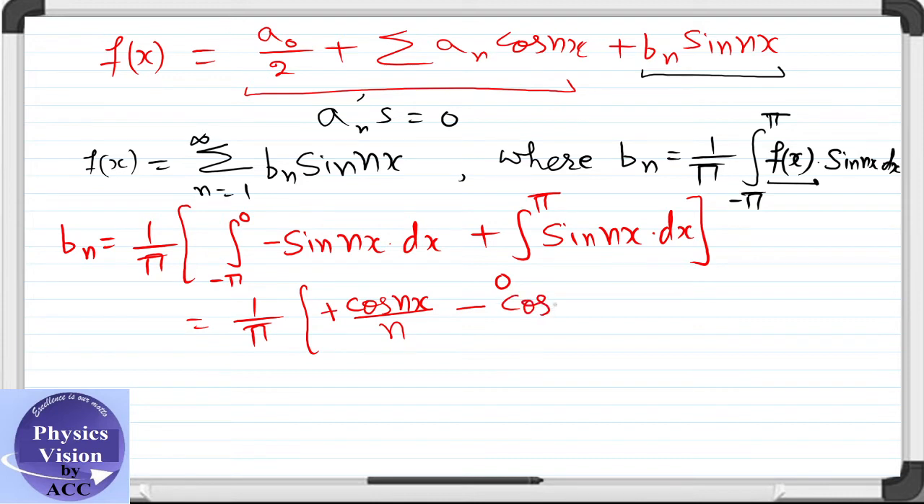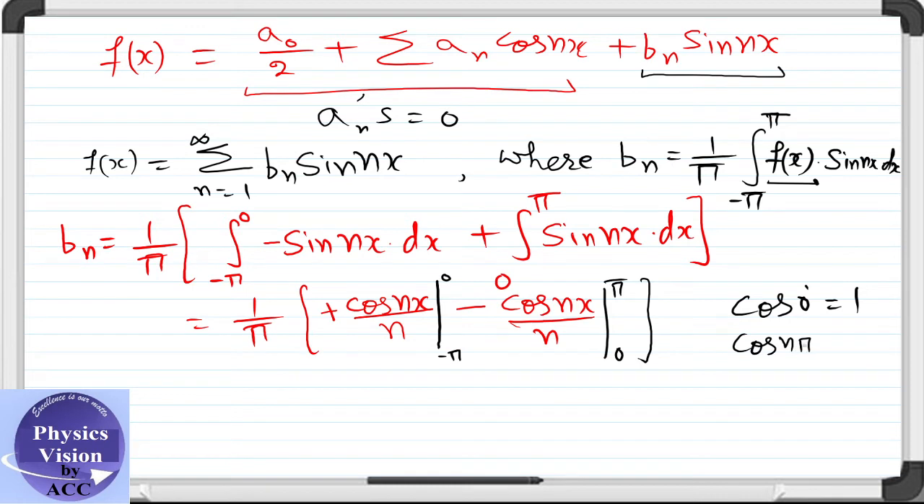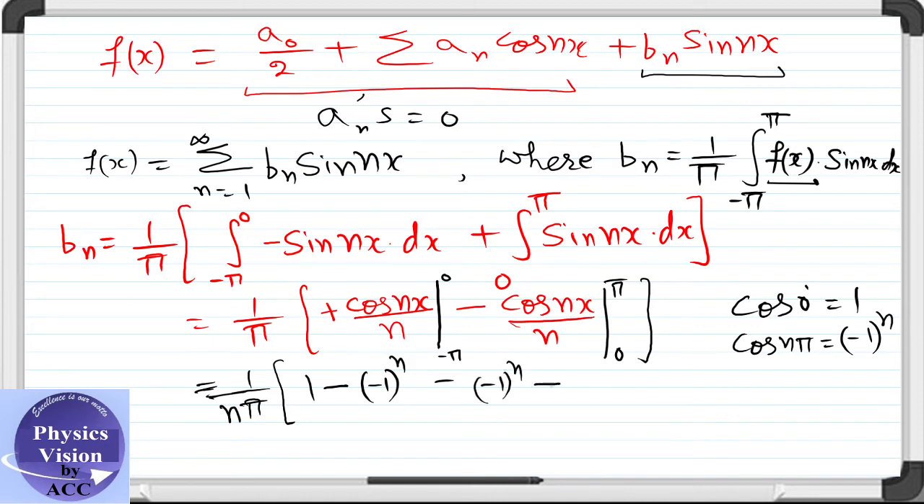Similarly here, cos nx divided by n is the integral, but there is a difference in the limits. For this, we have the limits from minus pi to 0, and for this, from 0 to pi. Since we know cos 0 is 1 and cos n pi is minus 1 raised to the power n, we'll substitute these values. Let's take n outside the brackets, so this is 1 by n pi, and the rest of the term is cos 0 minus cos n pi for minus pi, and minus cos n pi, and minus minus becomes plus. This is for 0, cos 0, that is 1.